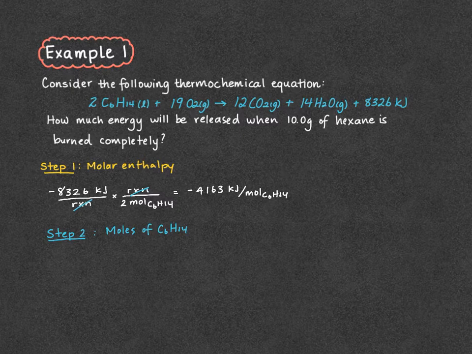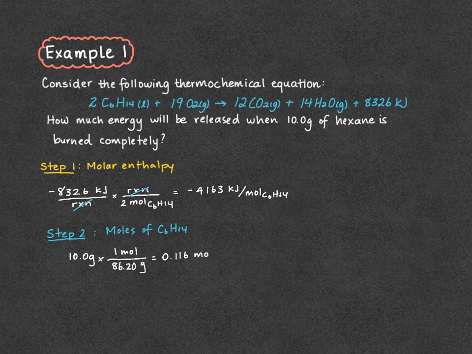So we're going to start with our mass, which is 10 grams, and we're going to divide that by our molar mass, which is 86.20 grams. So 10 divided by 86.2 gives us 0.116 moles. So now we have the number of moles that actually reacted and the amount of energy that's released per mole. So this is going to allow us to move on to step 3.